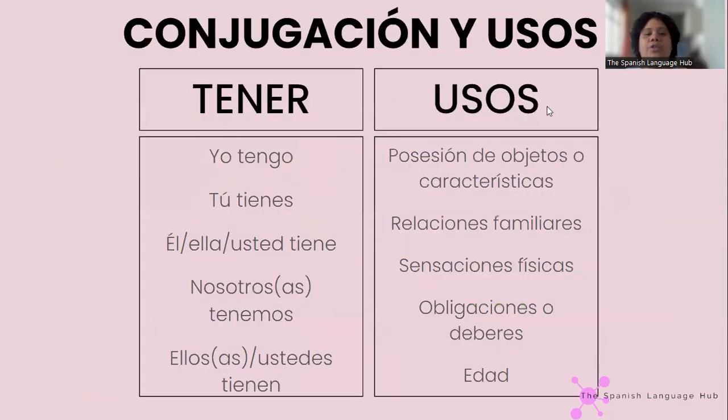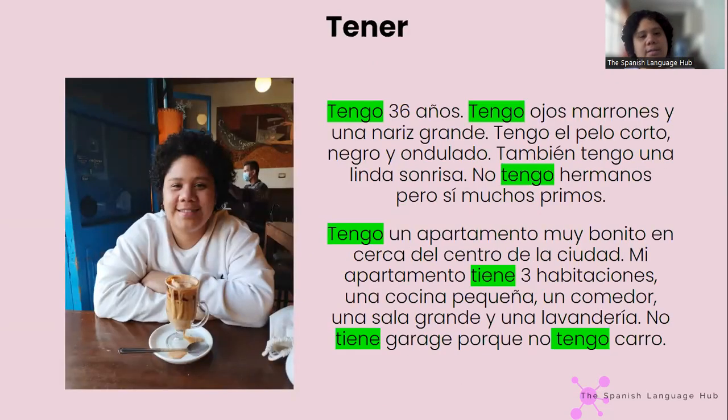So, one thing that I forgot to mention, tener is usually translated as to have, all right? But as you will see here, that is not always the case. Everything depends on the context. Tengo 36 años. I am 36 years old. So the first sentence already doesn't mean have. It means is or am. In this case, tengo, I am 36 years old. Now we will go with possession. Tengo ojos marrones y una nariz grande. I have brown eyes and a big nose.